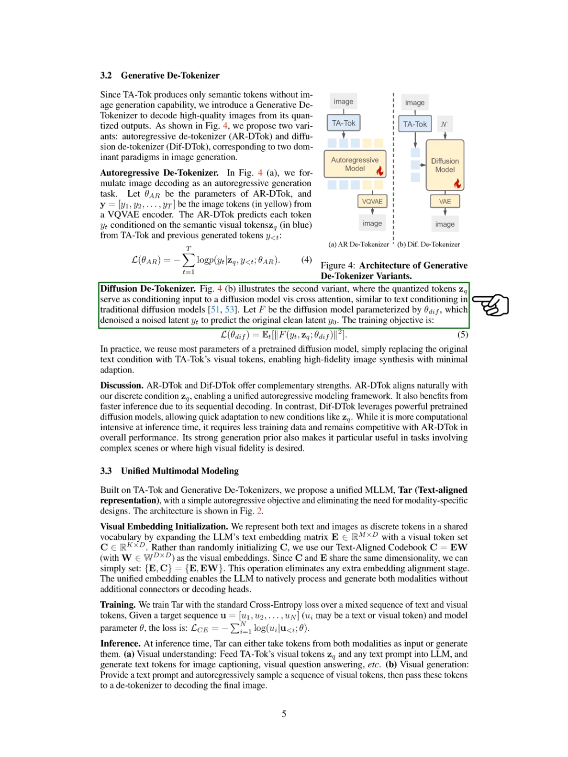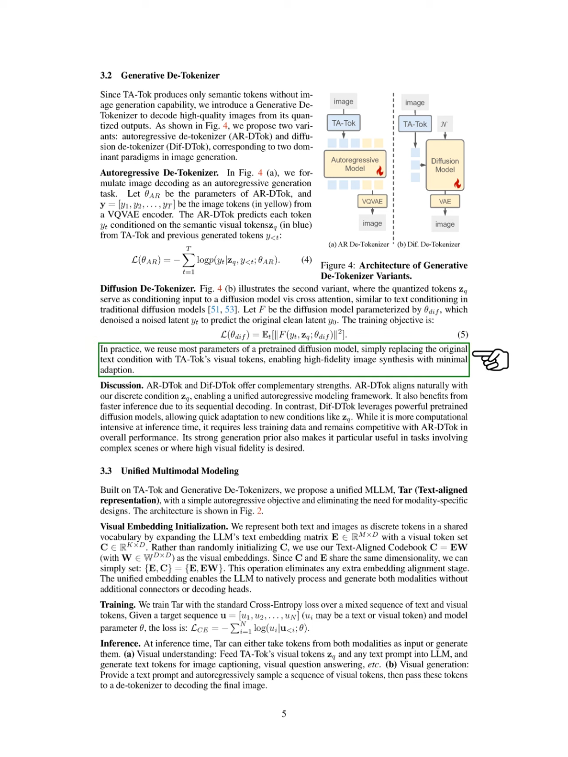In the case of the diffusion detokenizer, we use the quantized tokens as input for a diffusion model through cross-attention, similar to how text is used in traditional diffusion models. We define the diffusion model with parameters theta diff, which refines a noisy latent token to predict the original clean version. We adapt a pre-trained diffusion model by replacing its text conditions with visual tokens from TATOC, allowing for high-quality image synthesis with minimal adjustments.